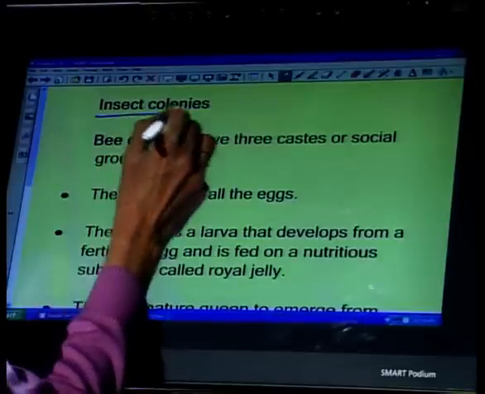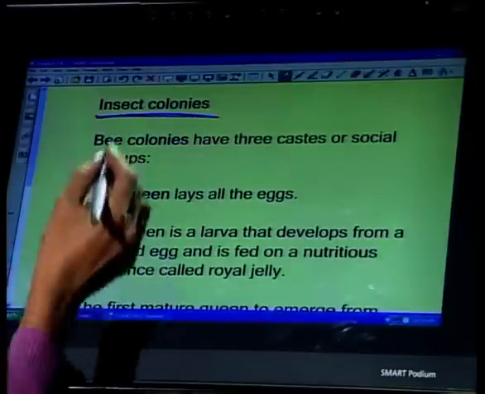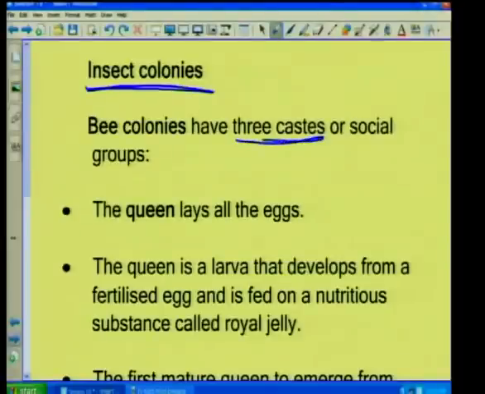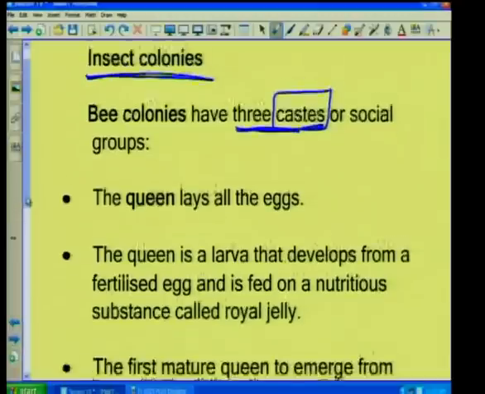Okay, now we look at our insect colonies. Here we're looking specifically at the bees, but your termites behave in the same way, your ant colonies. Insects work like this. So what do we have? We have three castes in the bee colony or social group. Now, here we call them castes, all right? But it's actually just social groups.